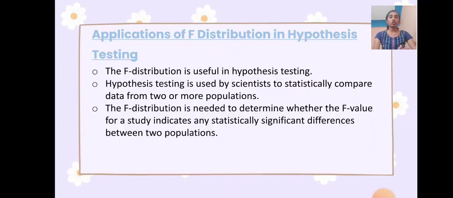Next, applications of F distribution in hypothesis testing. The F distribution is useful in hypothesis testing. Hypothesis testing is used by scientists to statistically compare data from two or more populations. The F distribution is needed to determine whether the F value for a study indicates any statistically significant differences between two populations.